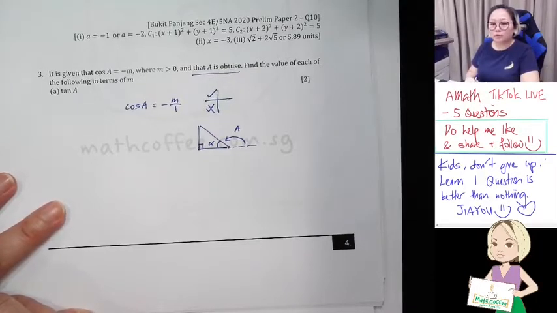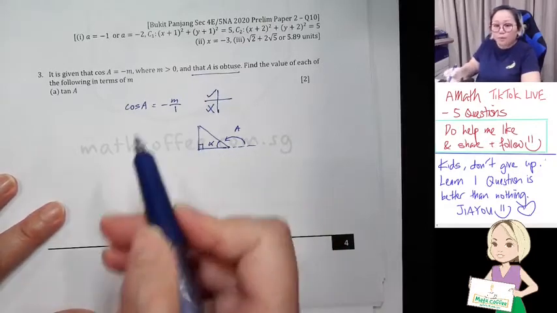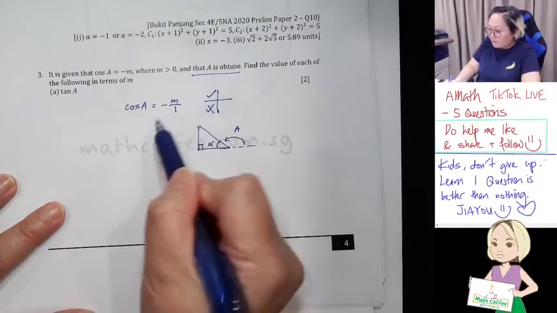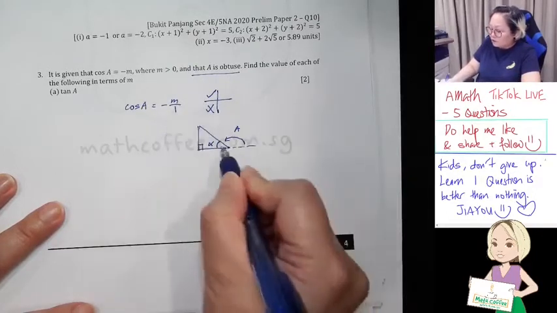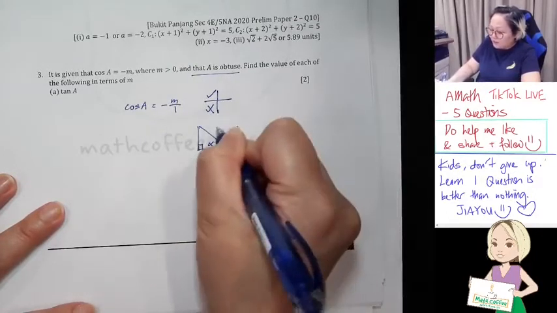A is obtuse. Okay. So with this, after that, let's put in the information. Because cosine is A over H, so OA, this one is M and this one is H.